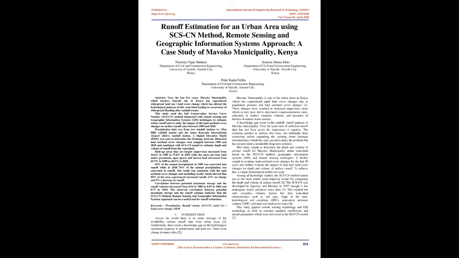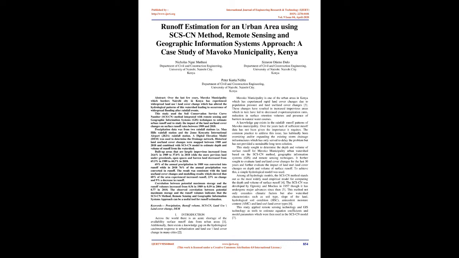These changes have resulted in increased impervious areas, which in turn have led to decreased evapotranspiration rates, reduction in surface retention volumes, and presence of barriers in natural water courses. A knowledge gap exists in the rainfall runoff patterns of Mavoko Municipality. Over the years, lack of sufficient runoff data has not been given the importance it requires. The common practice to address this issue has habitually been oversizing and/or expanding the existing storm drainage infrastructures, which has only served to delay the problem but has not provided a sustainable long-term solution.